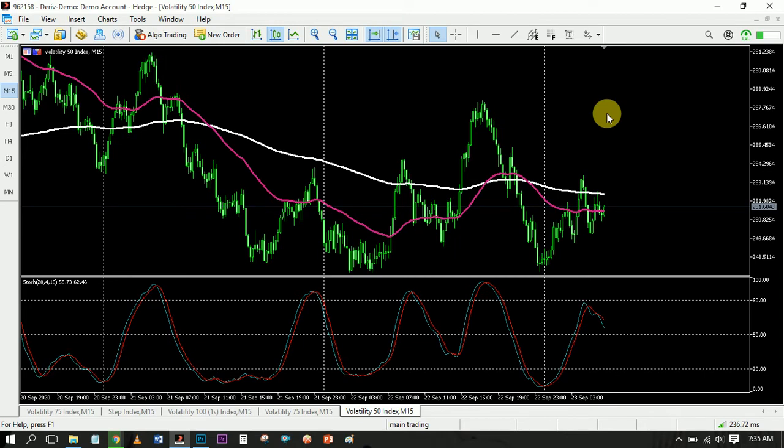So if you have a target of $20 per day, and the volatility index market, for instance, trades 7 days a week, you're looking at $140 a week. So in a month, you're looking at 4 times 140.